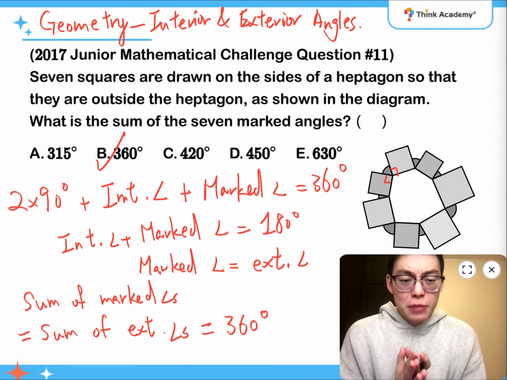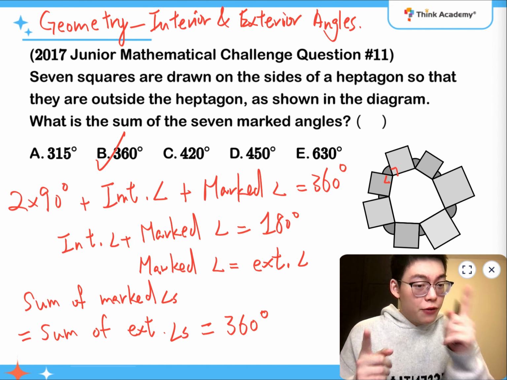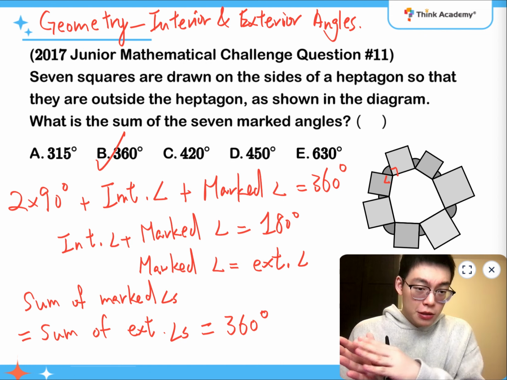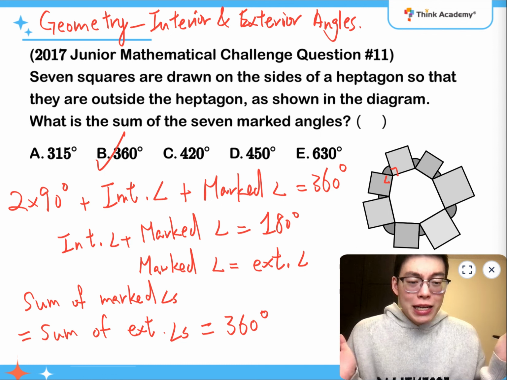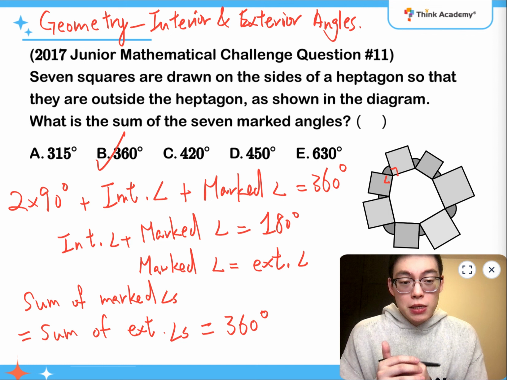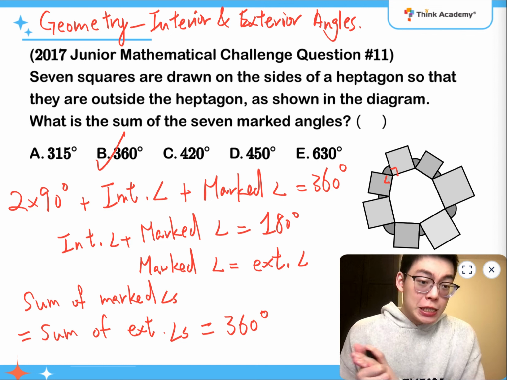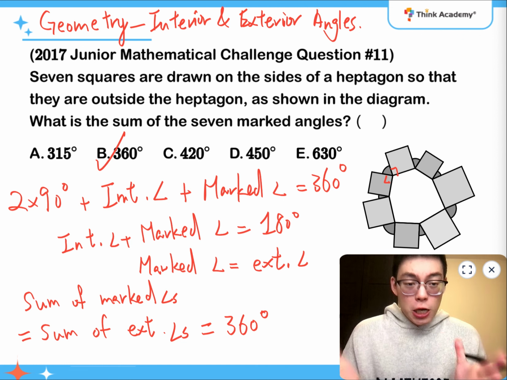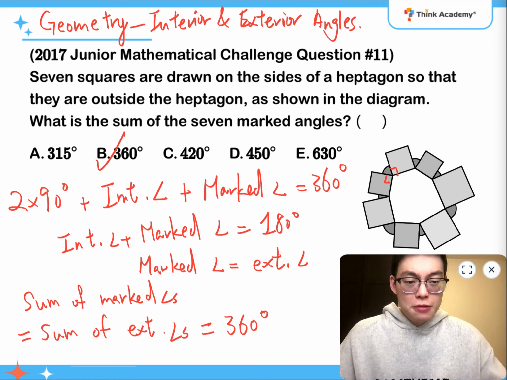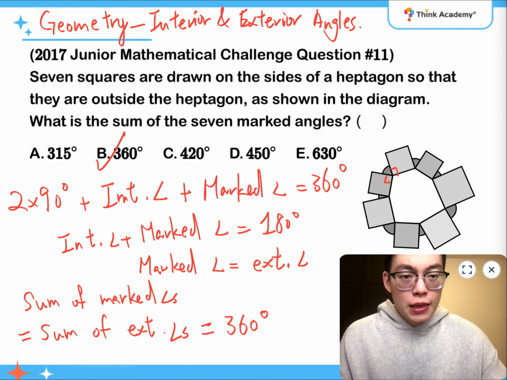For the same reason, basically. Because if I want the whole shape to join up, it's going to turn a full turn, right? So the angle that they're turning through is going to be the exterior angles. So that's where the 360 comes from. So essentially, that's just going to be the answer. Okay, so that's for question 11.